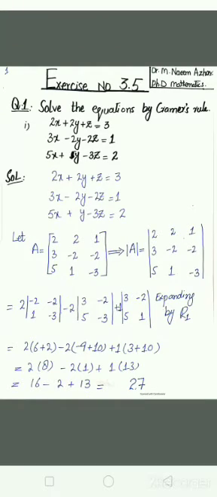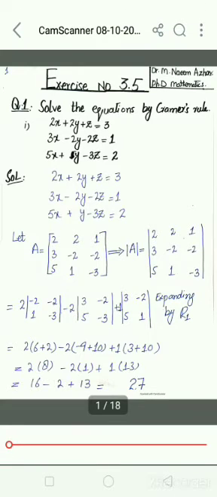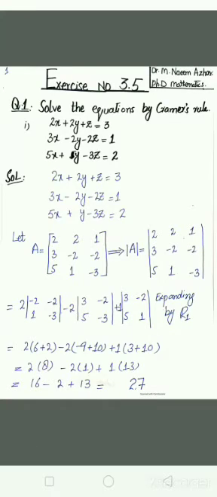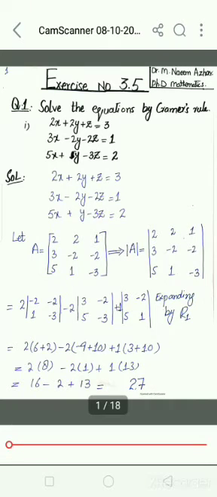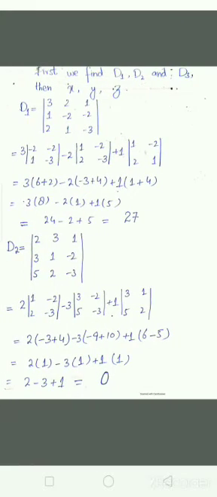If you see the given system of linear equations, you have the constants on the right side of the three equations. They are 3, 1, 2. They make a column on the right side. So you have to replace or interchange the first column with this column 3, 1, 2 and you will get the matrix D1. Now we have to find the determinant of this matrix.